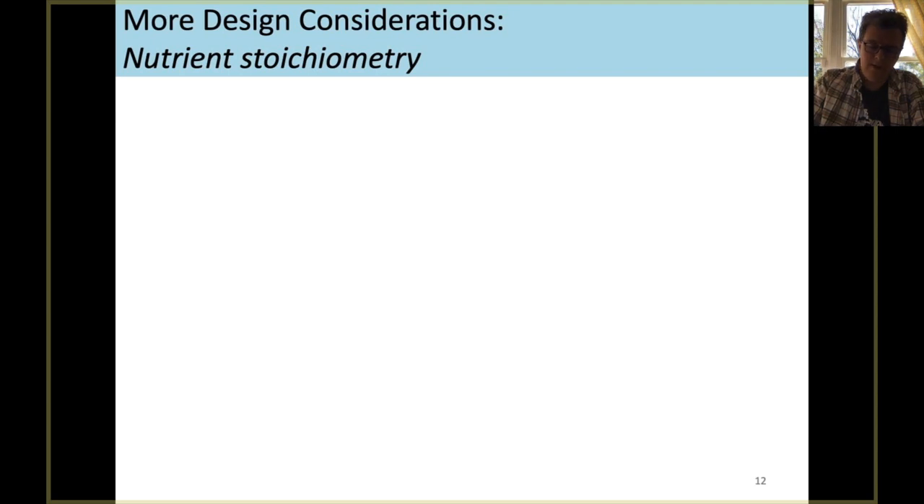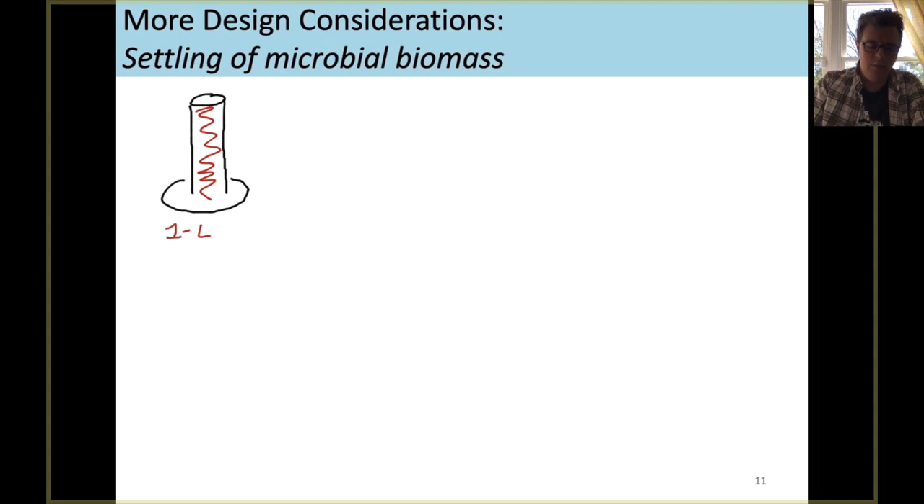In our potpourri of things to keep in mind, next up is settling of microbial biomass. And apologies for the slides flicking back and forth here as I'm narrating. I'm having a little trouble with it today, but we'll roll with it.